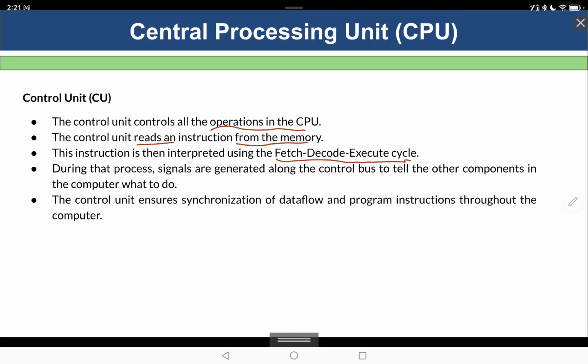Also, during the process, the control unit is responsible for sending control signals across the control bus to tell other components in the computer system what to do. It is also responsible for ensuring synchronization of data flow and program instructions throughout the computer. So basically, it coordinates every other component in the computer system.